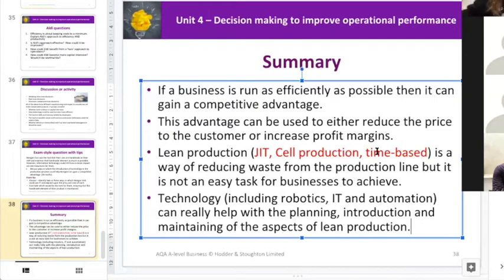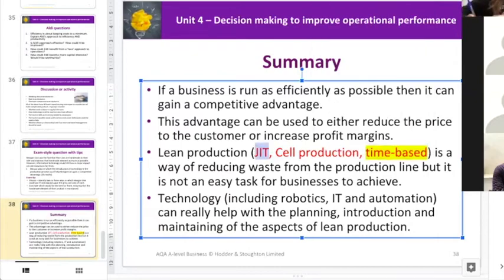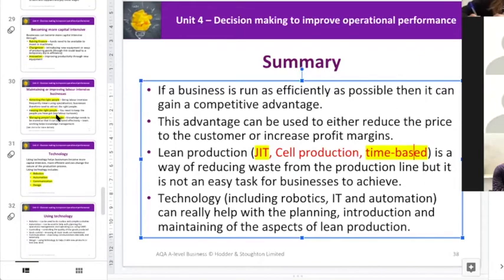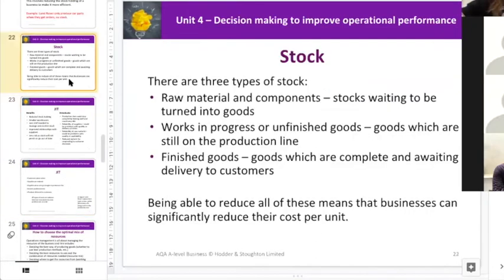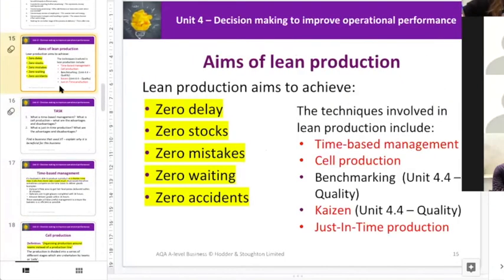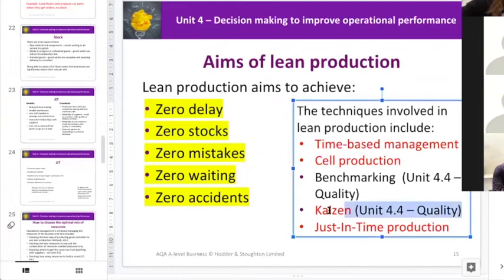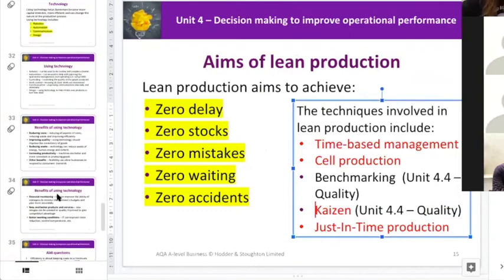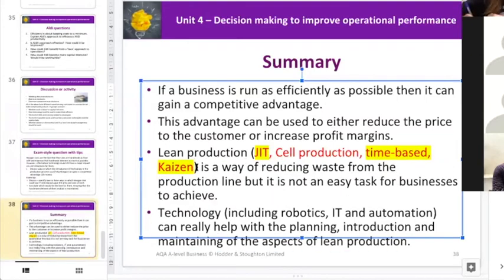Good. So these two are important. Did we do Kaizen? We haven't done Kaizen, right? No, sir. Let me see, where is Kaizen? So Kaizen is in quality because the next chapter is quality. So we'll do Kaizen in quality. Okay, now I'll put Kaizen here. Just to let you know, this one will be in the next chapter. This is also one of the lean production methods we can use.